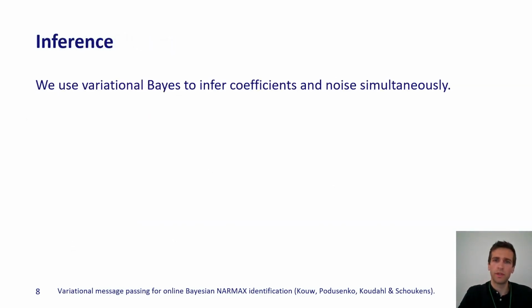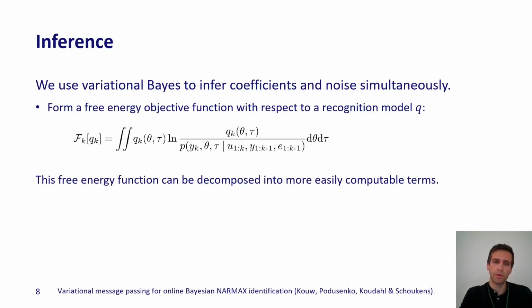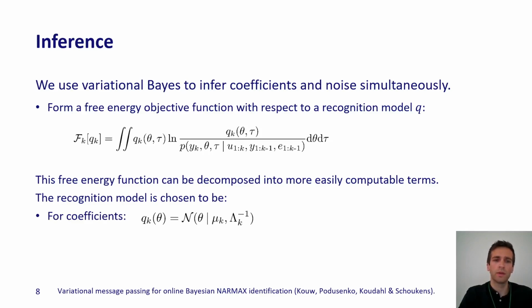So we resort to variational Bayes. That means we form a free energy objective function with respect to recognition model Q, and it looks like this, but you can actually decompose this energy function into more easily computable terms. The details are all in the paper. And so this recognition model Q, what does that look like? Well, it factorizes into two marginal recognition factors, one for the coefficients, which is parameterized to be a Gaussian, and one for the precision parameter, which is parameterized to be a gamma distribution.